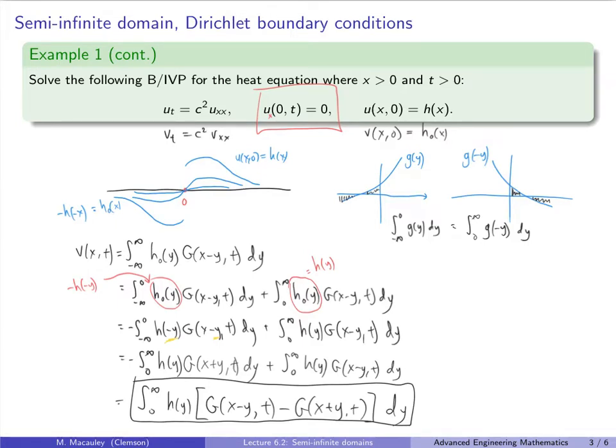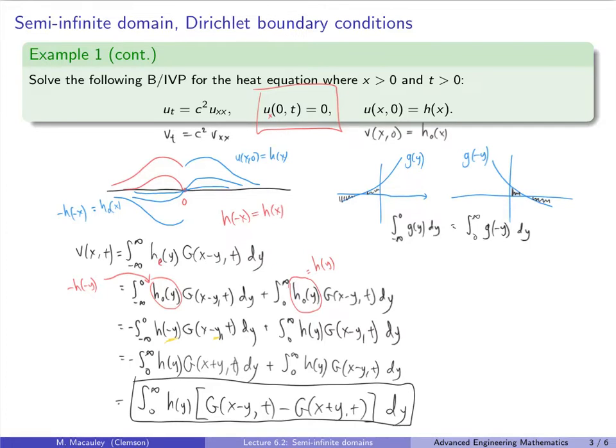So first of all, instead of the odd extension, we're going to have the even extension. So let me sketch that like this. And then we still get the same solution, except this is going to be even. So this is the even extension, where h of negative x equals h of x.